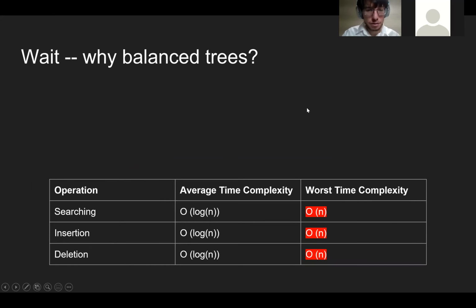So let's talk about balanced trees. If you have questions about the project, of course you can message me on Slack or email. The general idea of the project is you're building an AVL tree, so if you understand what's going on today, you'll understand the project really well.